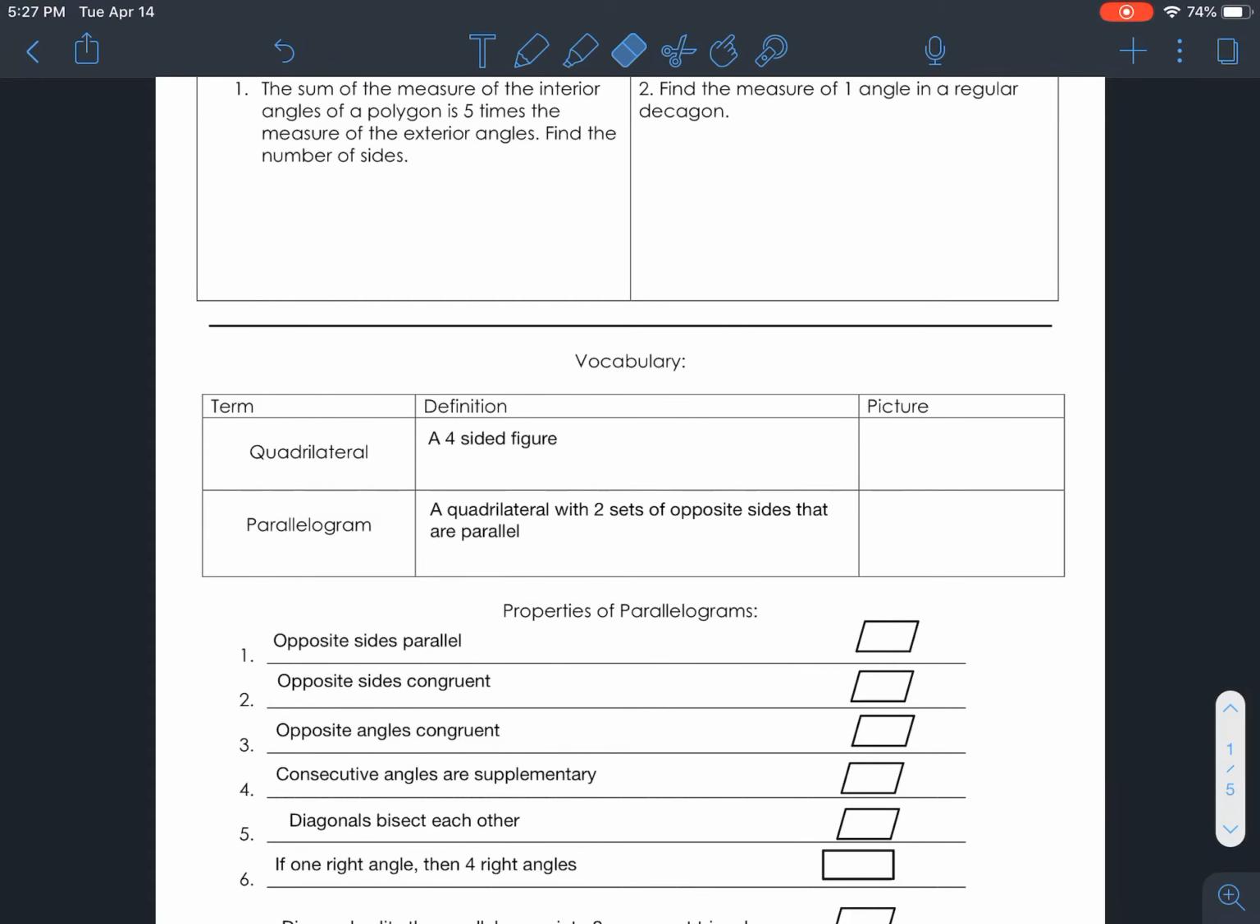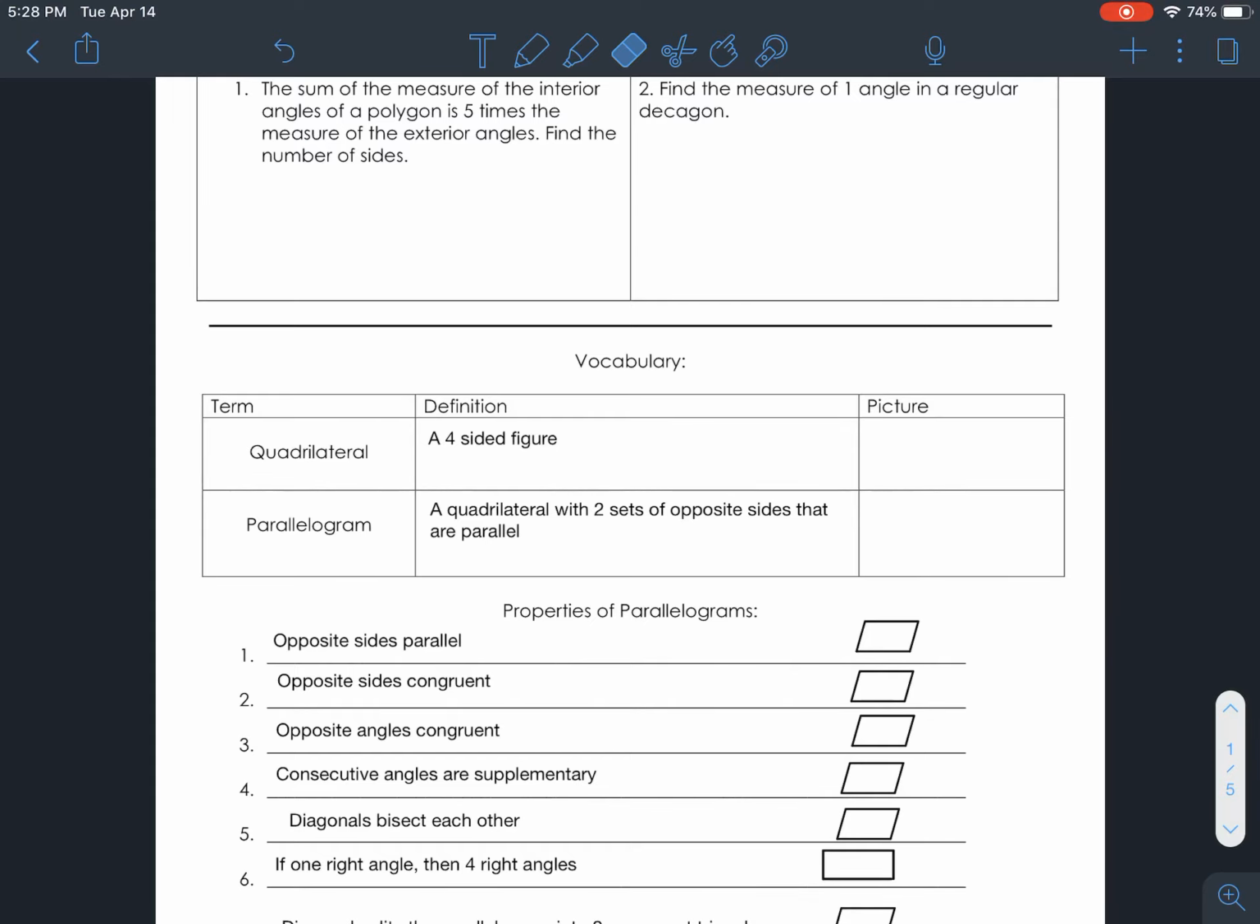Hi guys, so we are here with section 6.2 and I think you guys are going to like this section. As a quick recap, in section 6.1 we talked about polygons and all the properties of polygons. From this point on, we're actually focusing on quadrilaterals, and that's going to be the rest of this chapter.